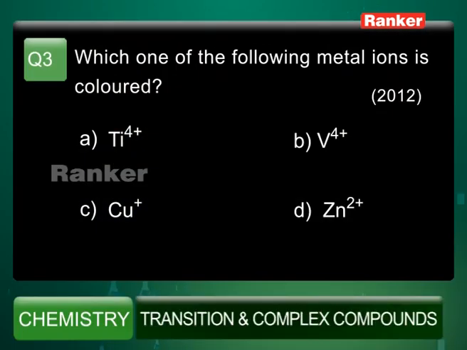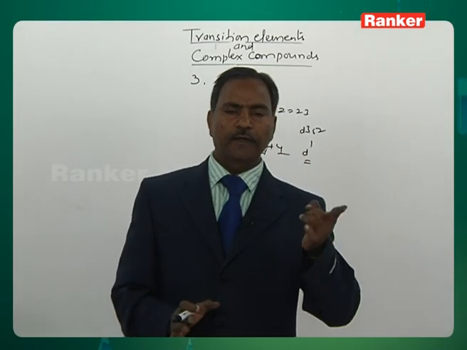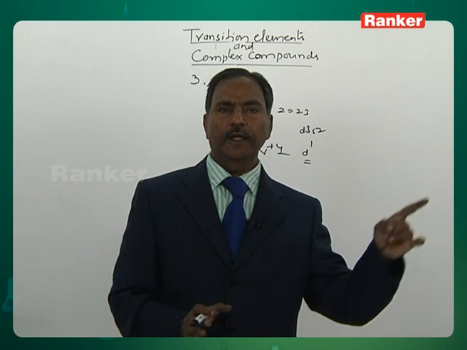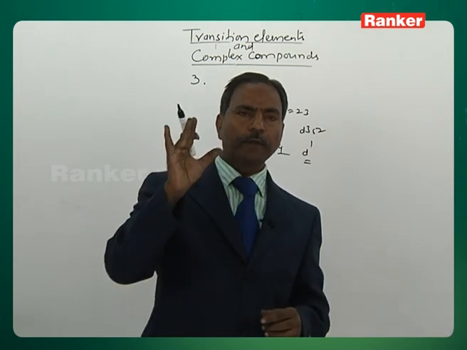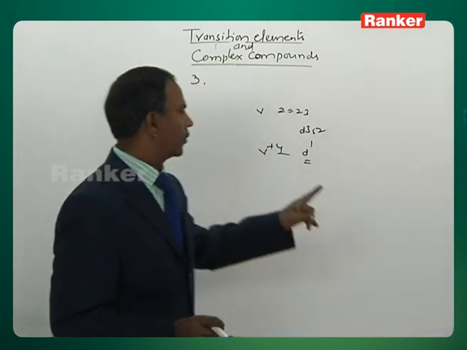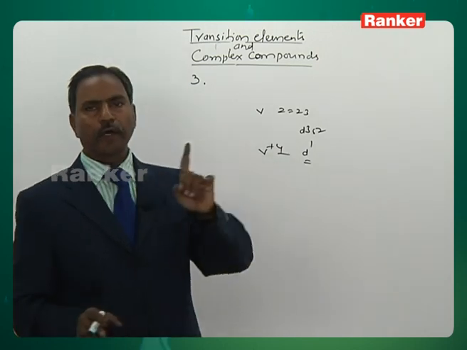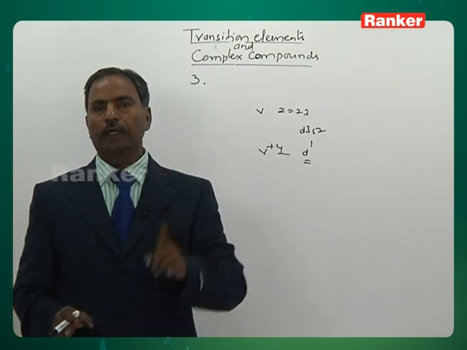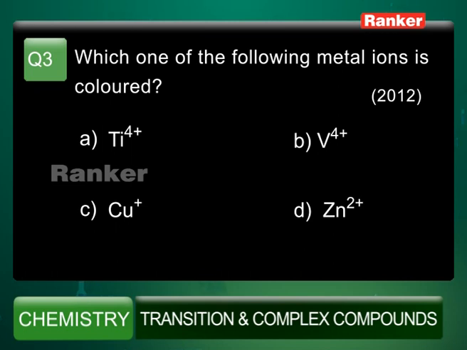So coming to copper plus 1, copper plus 1 is d10. Coming to option D, Zn plus 2 is d10. Options A, C and D are not carrying any unpaired electron. Only in option B, vanadium plus 4 carrying d1 configuration, 1 unpaired electron. Therefore, that definitely exhibits color. So here the answer is B.